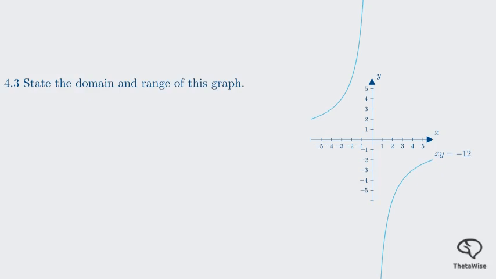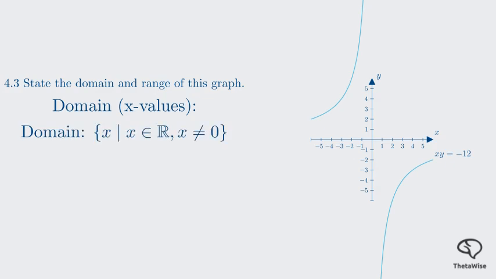Let's find the domain first. The domain is all possible x values. Looking at the graph, the x values extend infinitely to the left and infinitely to the right. However, there's a problem at x equals 0. The graph never crosses or touches the y-axis because it's a vertical asymptote. The domain is all real numbers except for x equals 0. We can write this in set notation as the set of all real numbers R excluding 0. This is the correct domain.